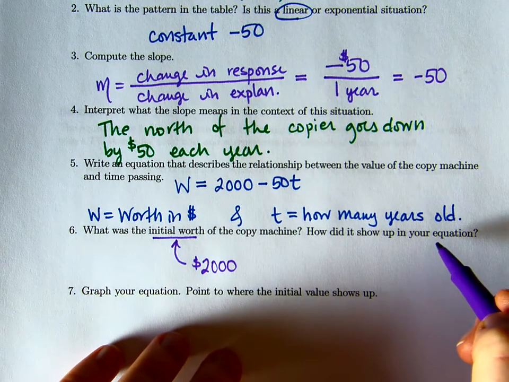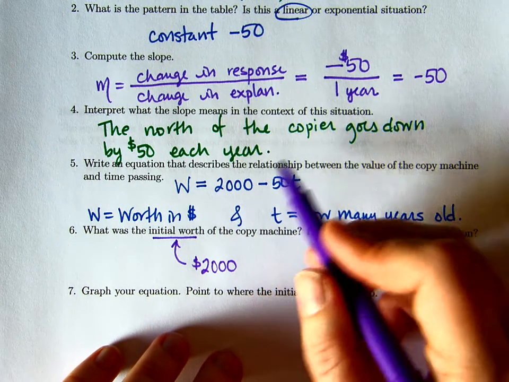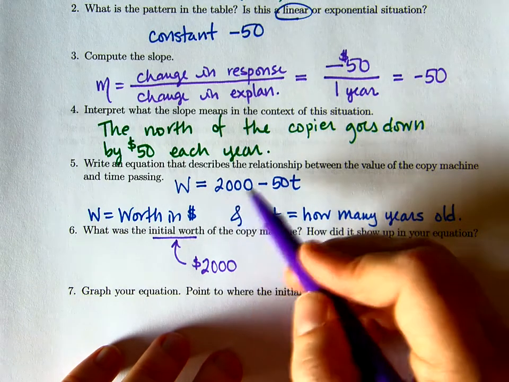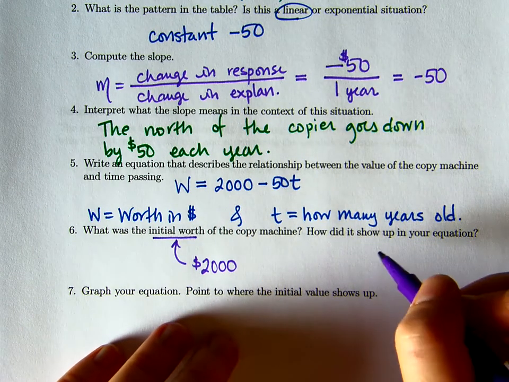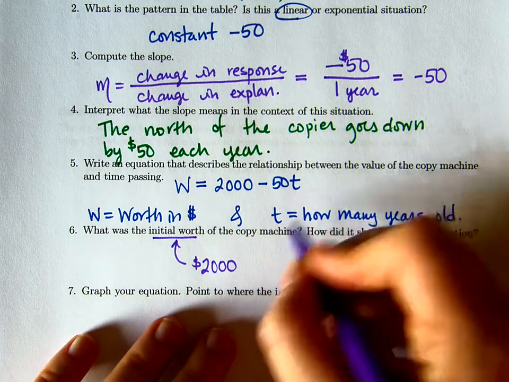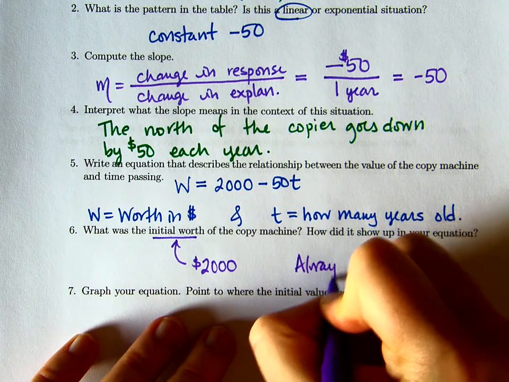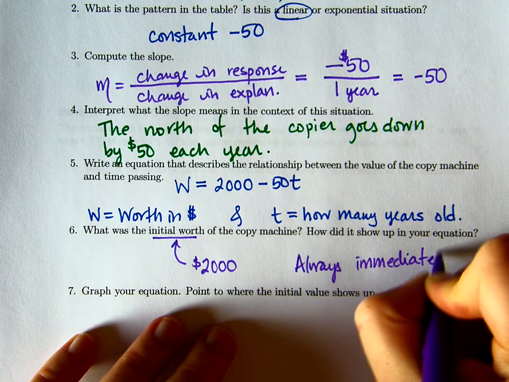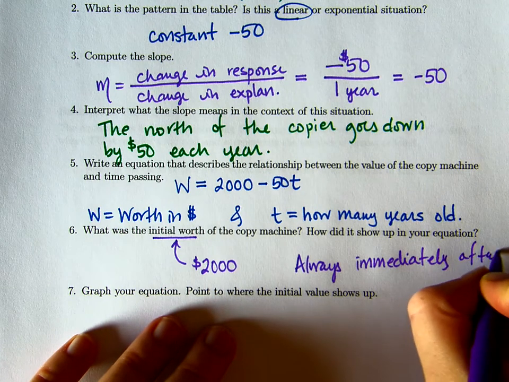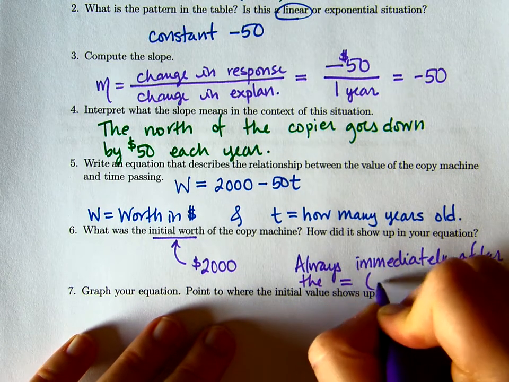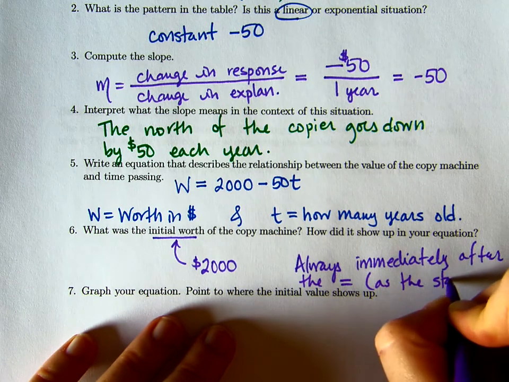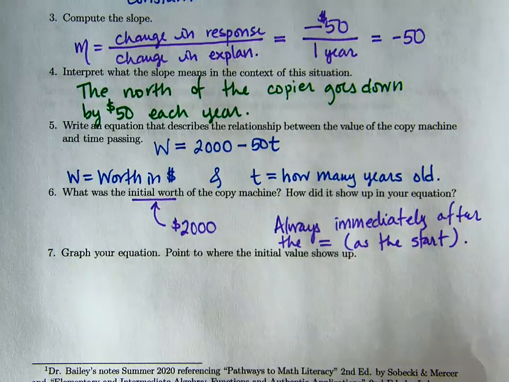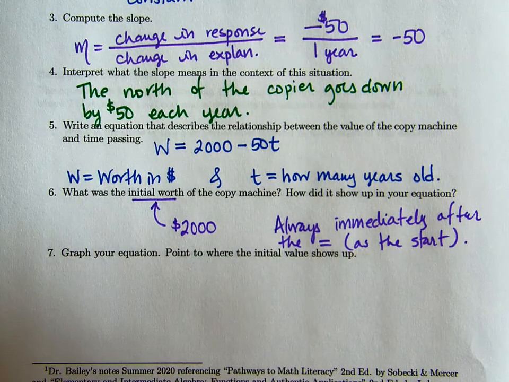How did it show up in your equation? It lives right there. Before we start taking away our constant change, whether it's a subtraction or whether it's an addition, it's always the startup. So how did it show up in your equation? Always immediately after the equal sign as the start amount. Graph your equation, point to where this initial shows up.